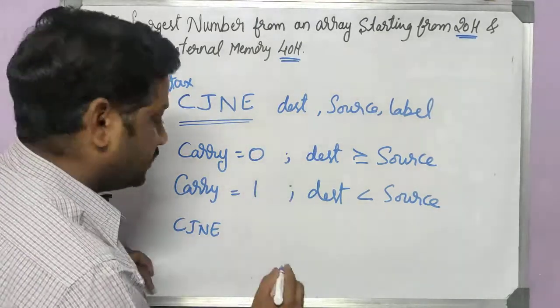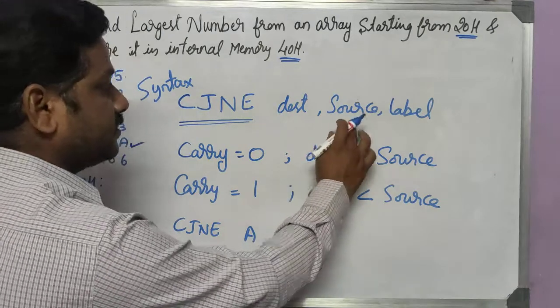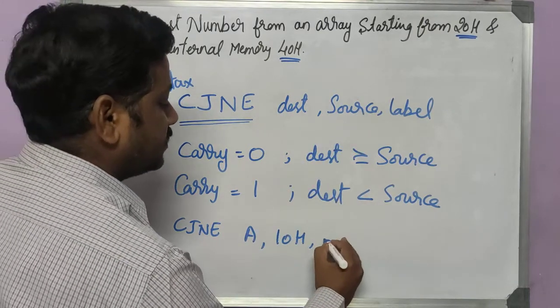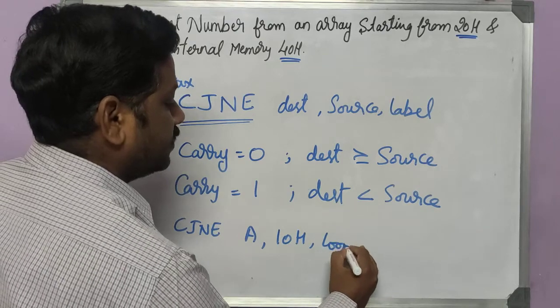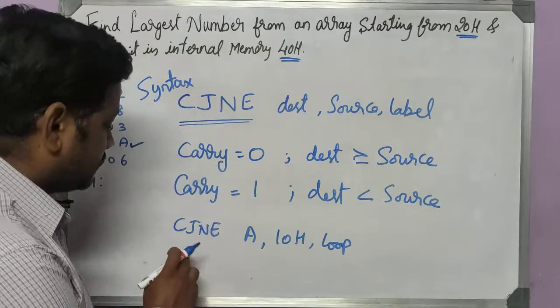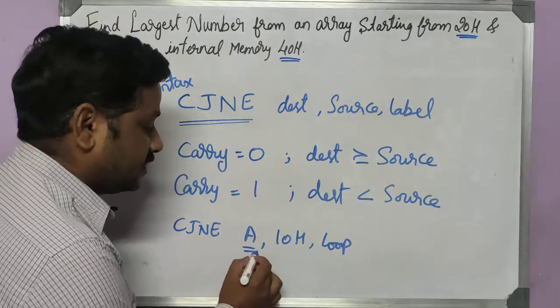In place of destination, I will take A. In place of source, let me take some address like 10H, and let me take a loop. This is the label; I can give any name over there. So I have written loop. So when you write CJNE, this is the destination.